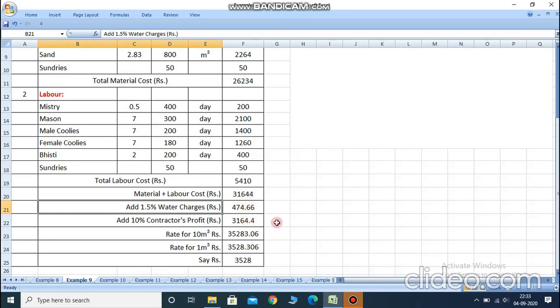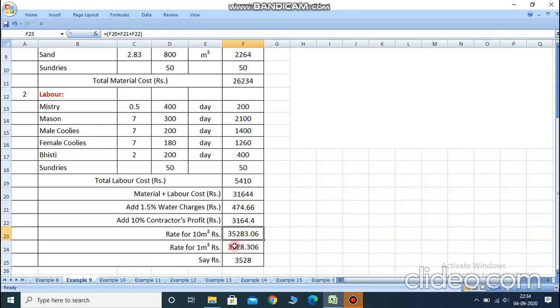So we got the answer: 3,164.4 rupees is the contractor profit. So here, for 10 meter cube brickwork, the total rate is the sum of the material cost, labor cost, water charges, plus contractor profit. So we got the final answer, 35,283 rupees and 6 paisa.